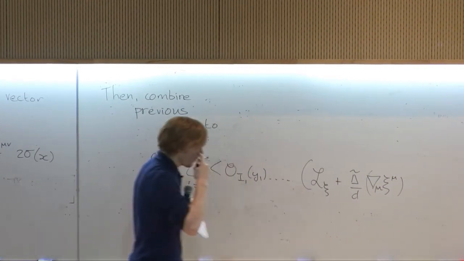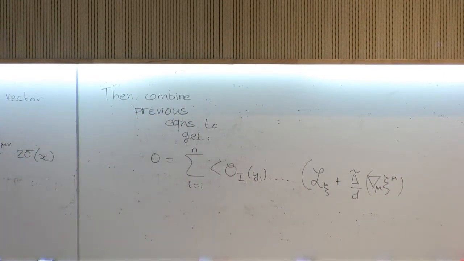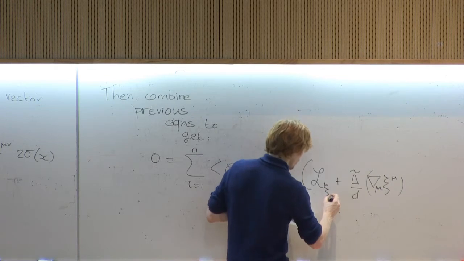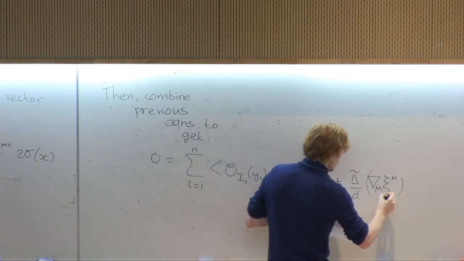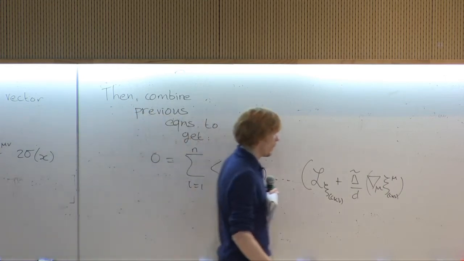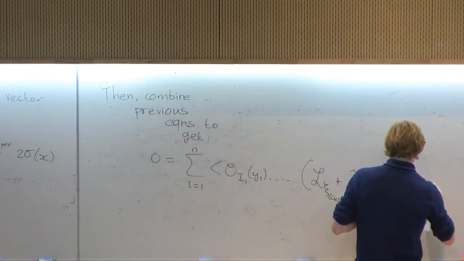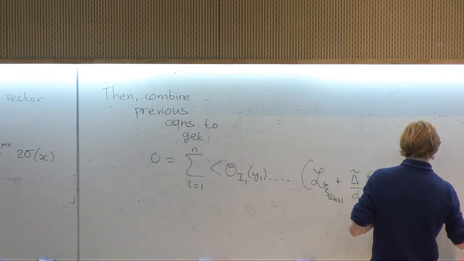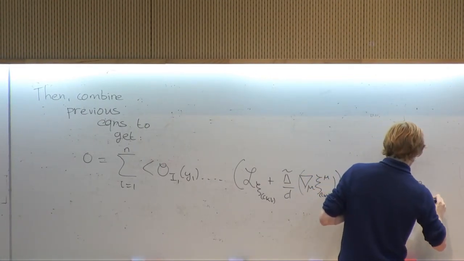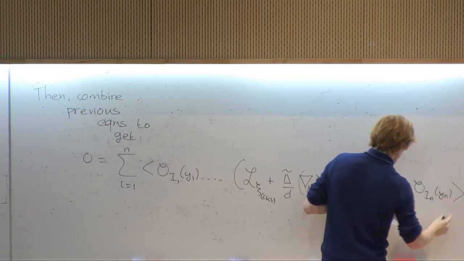So here you see the sigma, which is basically 1 over d times the divergence of the conformal Killing vector field, the CKV, which now acts on each of the operators O_1, y_1, through O_n, y_n, like so.